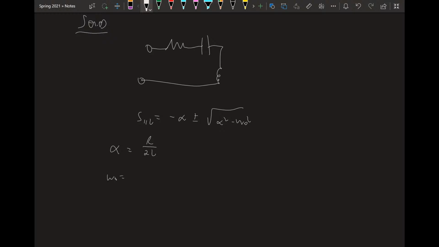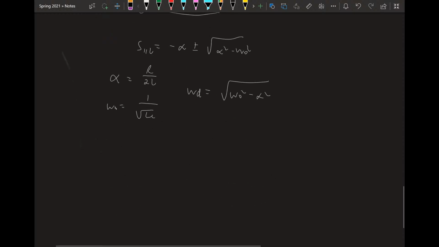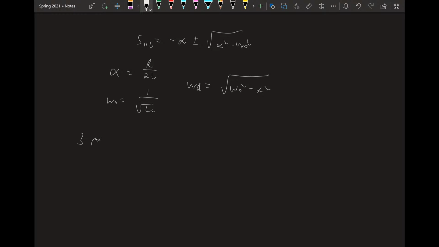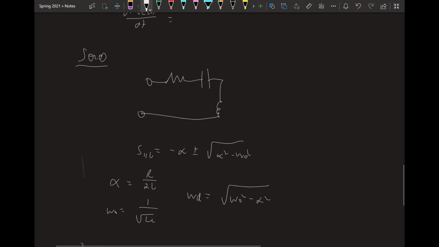W naught is still equal to 1 over the root of LC, and WD is still equal to the root of W naught squared minus alpha squared. It's alpha that changes. Much like the parallel case, there are still three responses. They are all the exact same, so I'm not going to rewrite them.